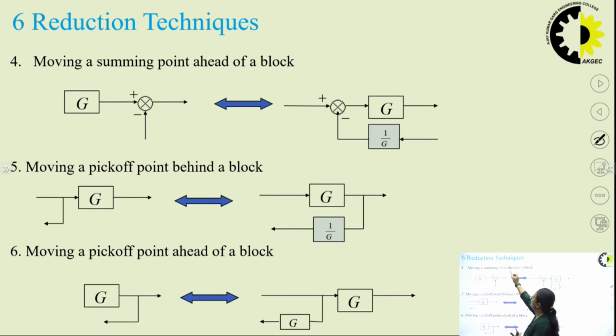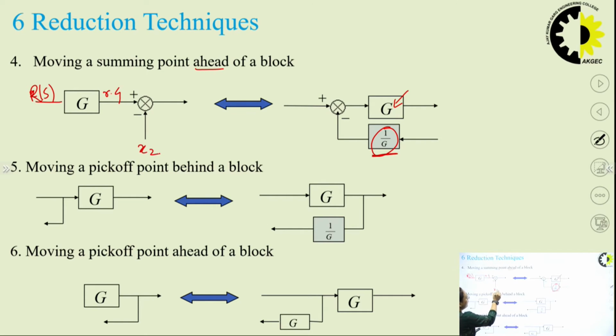Similarly, if we move the summing point ahead of the block, then again we have to add an extra block with the gain reverse of the gain of the previous block. यहाँ 1/G हमने use किया. You can see here, let's say that this is R(s), right? I'm explaining more clearly. Then here you will get R into G, okay? And let's say this is x2. Then here the output will be RG plus or minus x2, right?